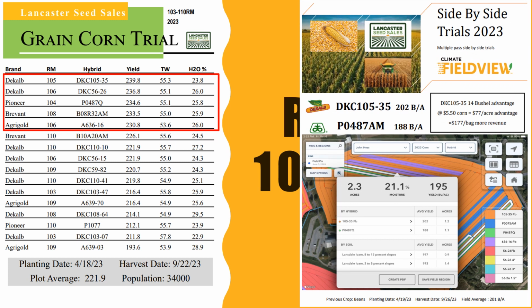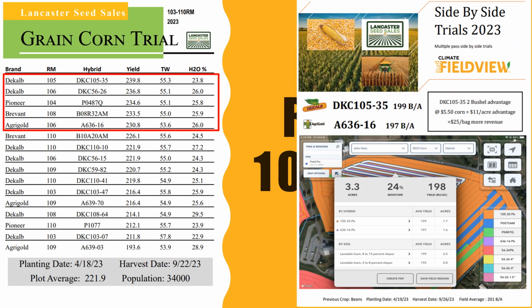Next, we have the 105.35 versus the P0487. Here we had a 14 bushel yield advantage with the 105.35. On this farm in particular, we had fairly stressful conditions, about a farm average of about 201 across the whole farm. One thing we did notice as well, the 105.35 definitely had better stalk quality than the 0487, and the corn wasn't terribly dry yet. It was still 21% moisture, and we saw some pretty good stalk issues with the 0487.